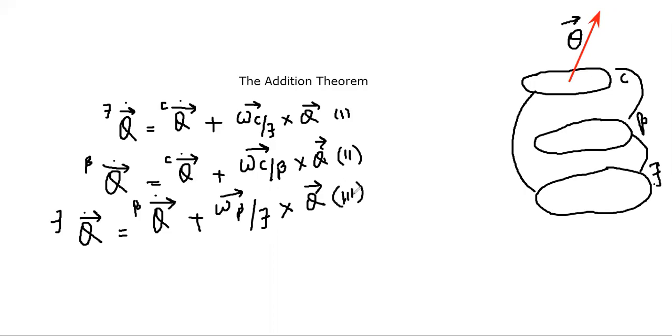Okay. So this formula is for when vector Q is defined in C and we take the derivative between C and ground, this one when we take the derivative between C and beta, and this one when we take the derivative between beta and ground. Therefore, let's do one thing. Let's add equations second and third.